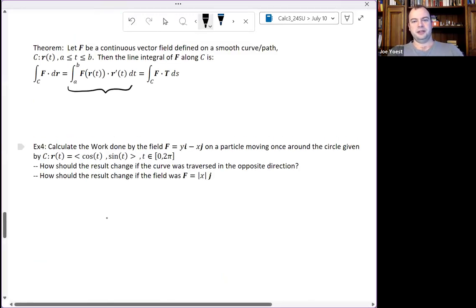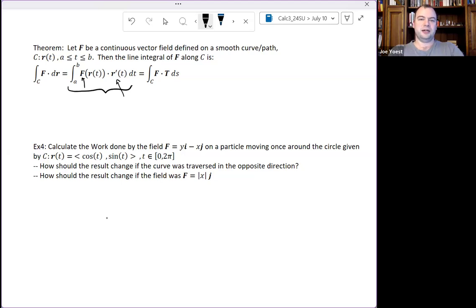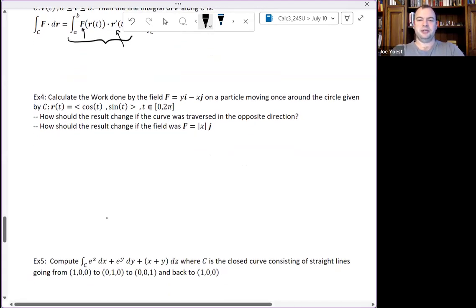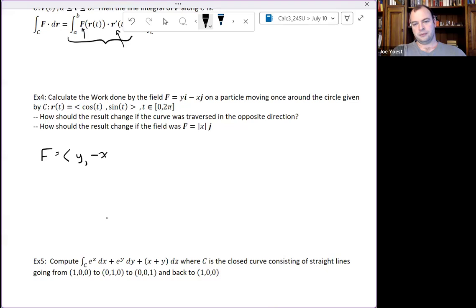Okay, so what do I practically need? Well, I need f written in terms of t, and I need to find r prime of t. Then I need to take their dot product, and then I need to integrate that function of t. So f is y comma negative x, but r is x, y, where x is cos t and y is sine t. So this is f. F is the vector function sine t comma negative cos t.